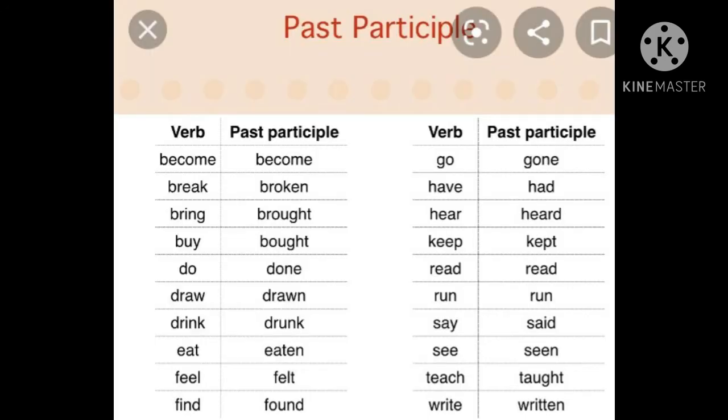Now we will see some irregular verbs and their past participles. Become, become. Break, broken. Bring, brought. Buy, bought. Do, done. Draw, drawn. Drink, drunk. Eat, eaten. Feel, felt. Find, found. Go, gone. Like that we can read the remaining.